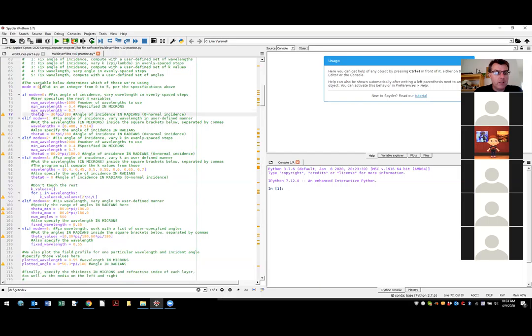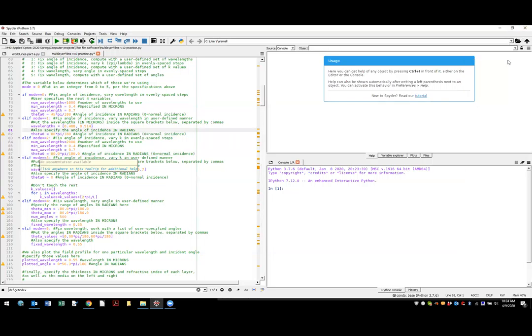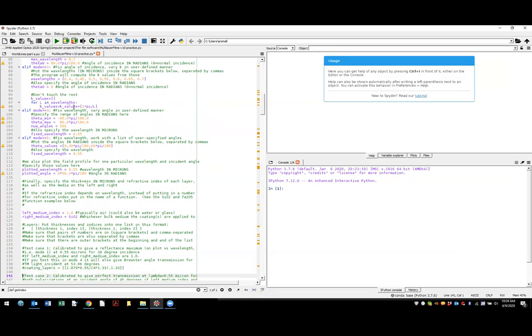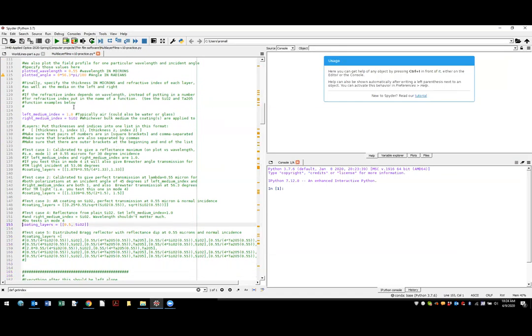And let's go 45 degrees, because it said that this test case should work for 45 degrees. This was all optimized for 45 degrees. So we go to mode zero, 45 degrees, wavelengths between 0.4 and 0.7, that will encompass the 0.55 where this test case is supposed to work.